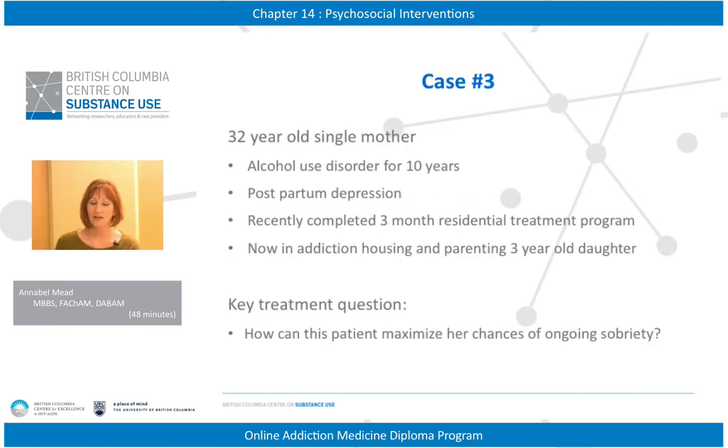Let's take a look at our final case study for today. Your patient is a 32-year-old single mum. She has had alcohol use disorder for the past 10 years and she suffered with postpartum depression following the birth of her daughter. She has recently completed a 3-month residential treatment program and has now progressed to supported addiction housing and is parenting her 3-year-old daughter with the support of her mother who lives nearby. Our key treatment question is, how can this patient maximise her chances of ongoing sobriety?